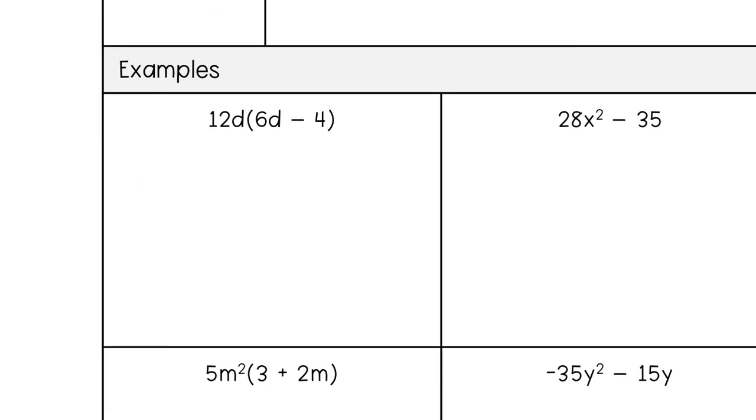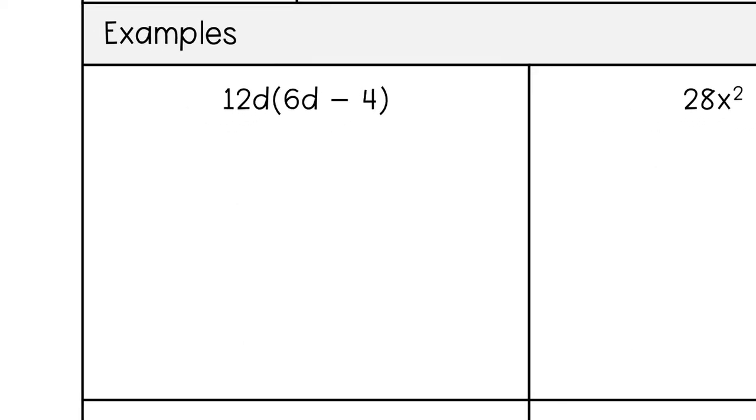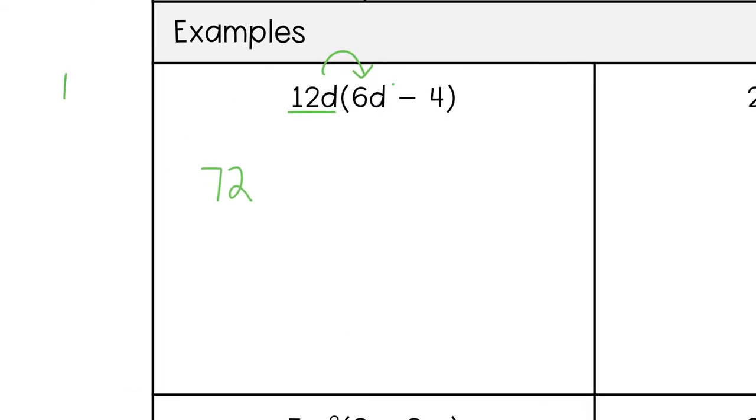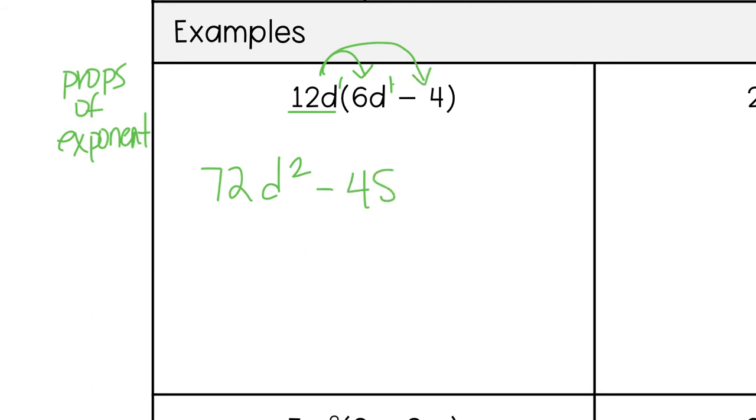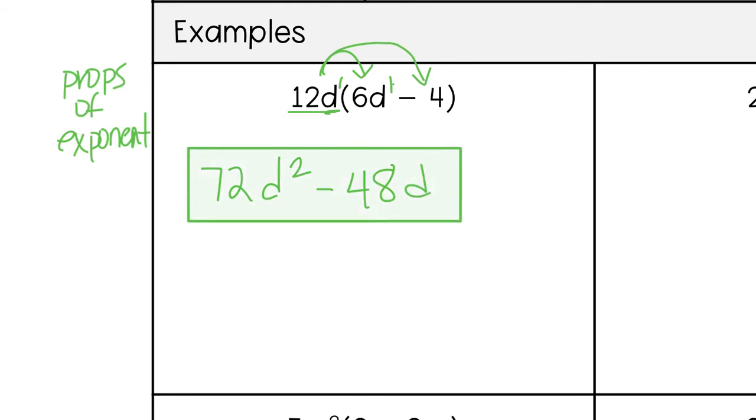So let's look down here. See how there's something on the outside? So we're going to get that entire 12D and multiply it in. So starting with the numbers, 12 times 6 is 72. But then you have D times D. You have to remember your properties of exponents here. So when you're multiplying, you just add up those exponents. 1 plus 1 is 2. So this would be D squared. Now let's distribute to the next one. 12 times negative 4 is negative 48, but I still have the D. So that's our answer.